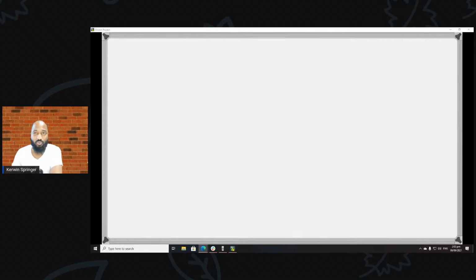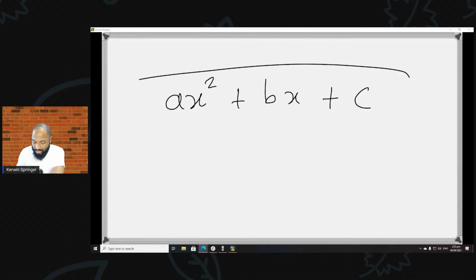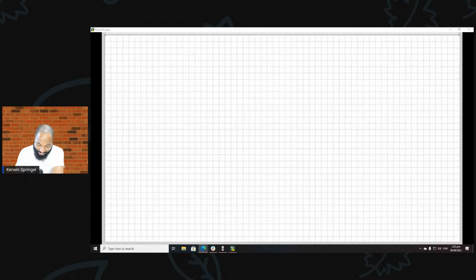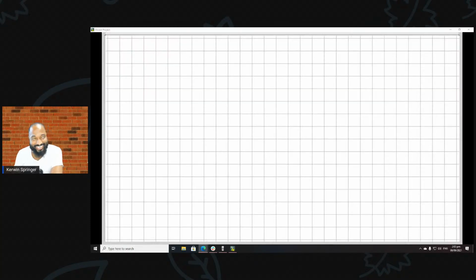And we want to look at what gives some more meaning with quadratics. Let's give quadratics some more meaning, people. So we have ax squared plus bx plus c. This is the general form of a quadratic. Let's go into graph land, the lovely land of graphs.